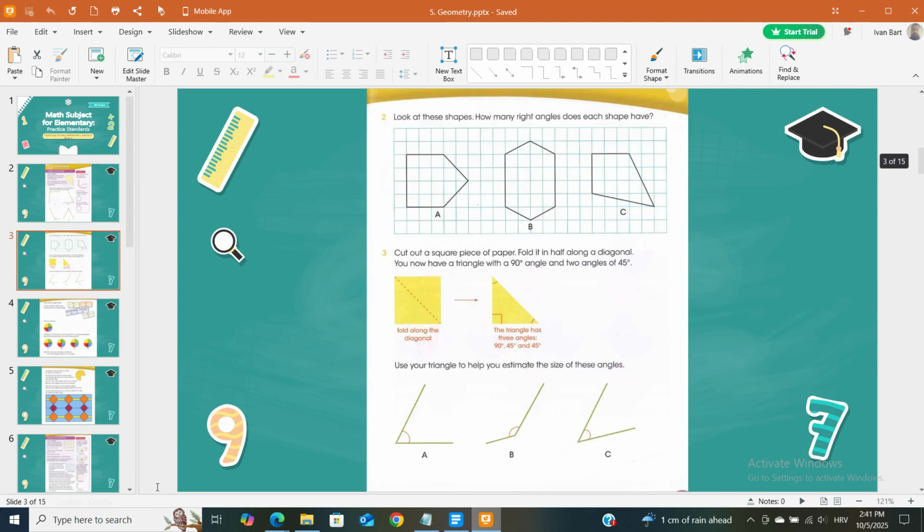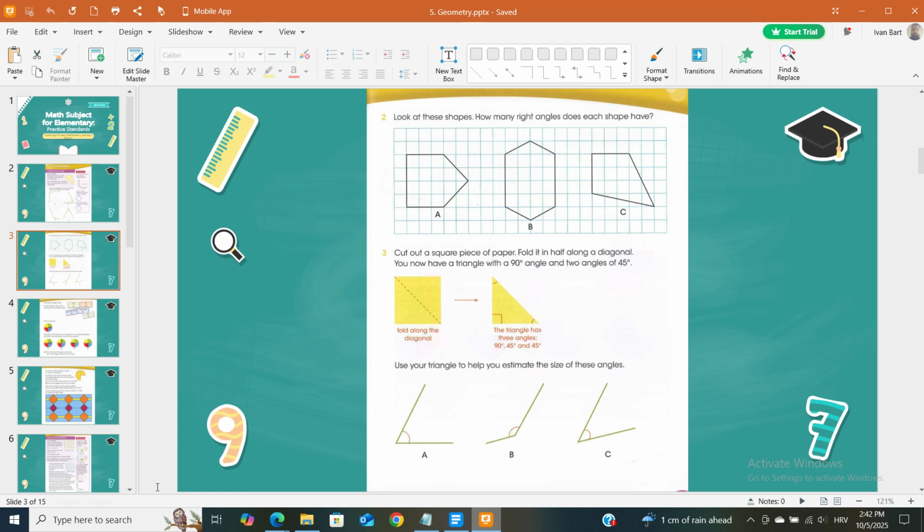2. Look at these shapes. How many right angles does each shape have? 3. Cut out a square piece of paper. Fold it in half along a diagonal. You now have a triangle with a 90 degrees angle and 2 angles of 45 degrees.